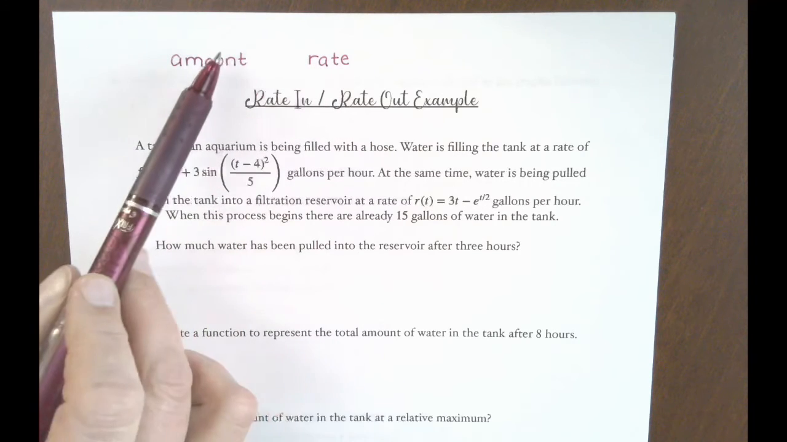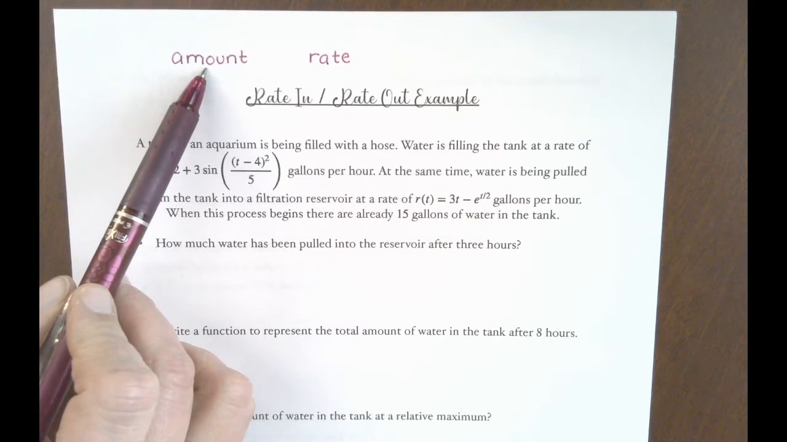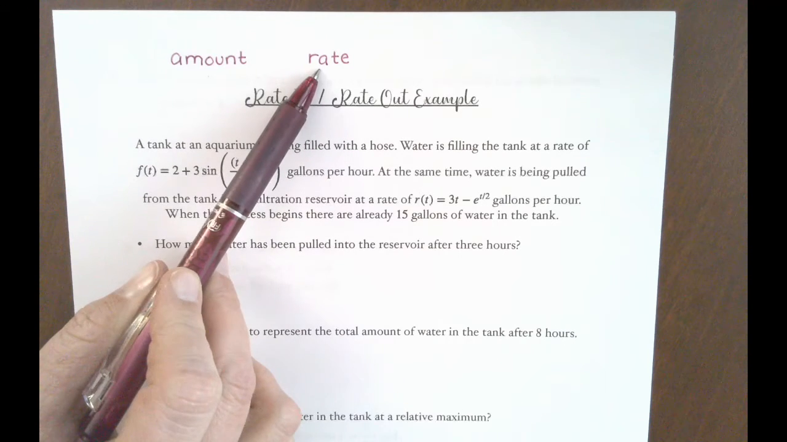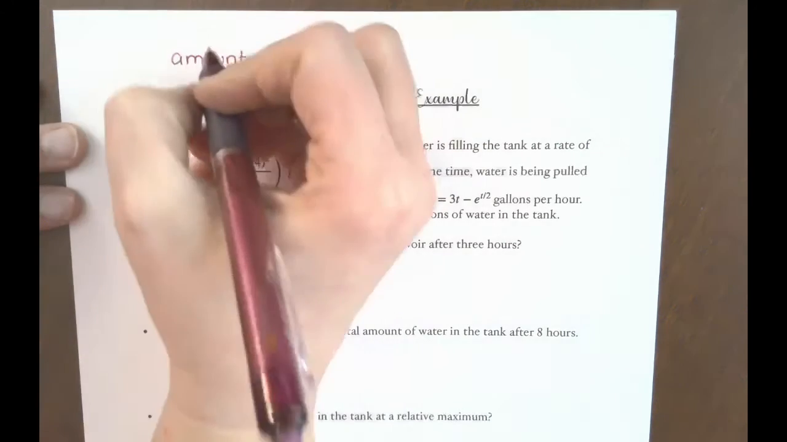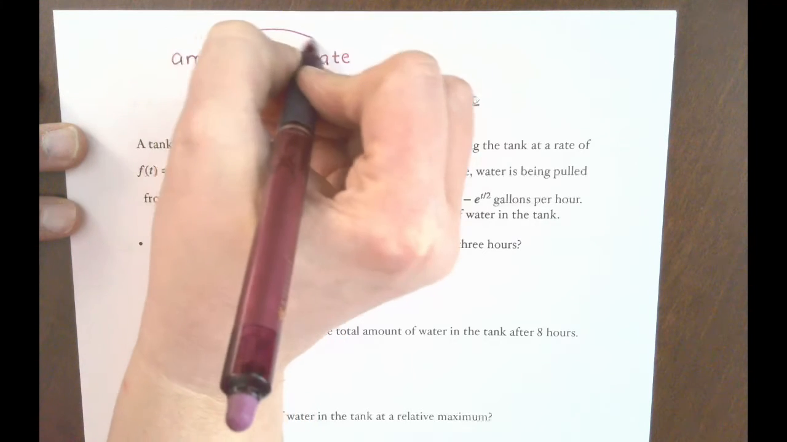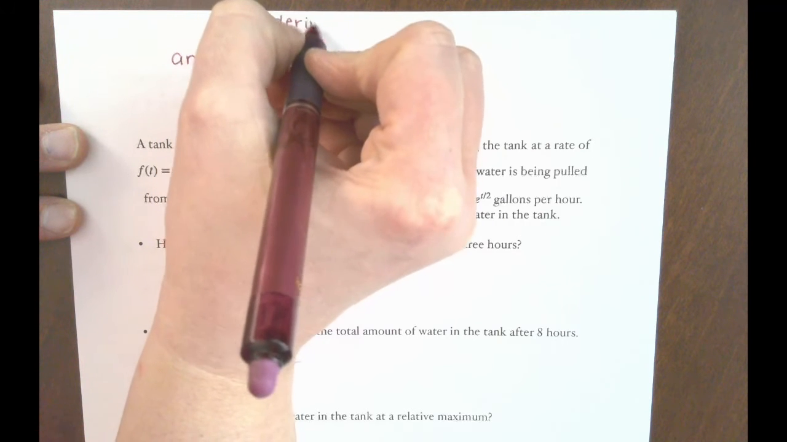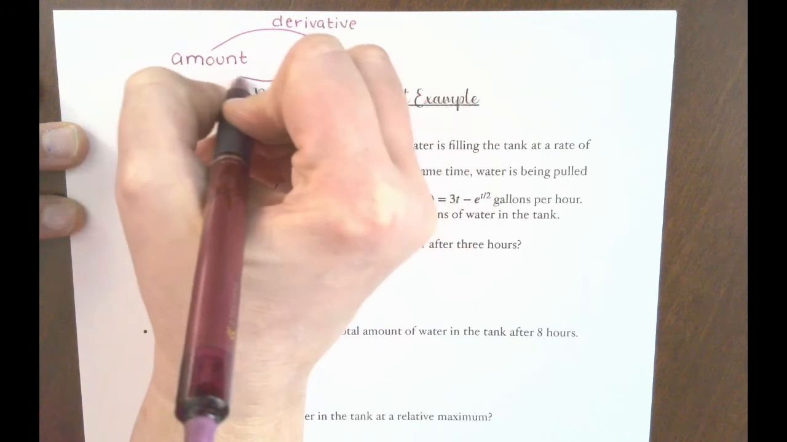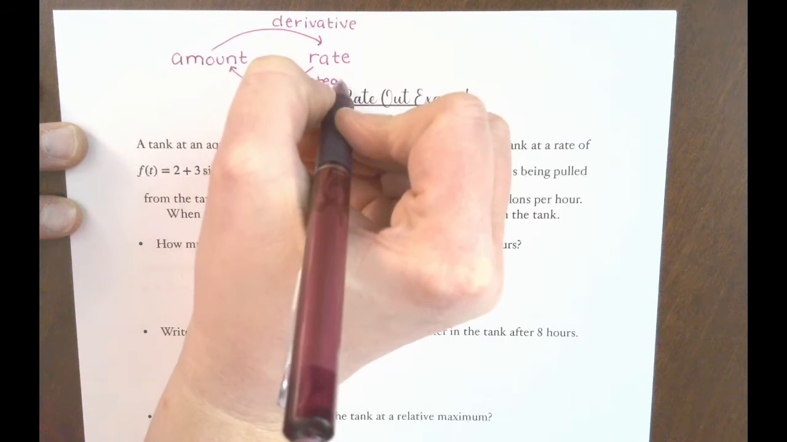If I'm talking about position, I can talk about distance, which is miles or feet or whatever, or I can talk about how fast you're moving, like a rate of change, a velocity of some kind. And we're going to be moving back and forth between these two things. Remember that the way we get to a rate from an amount is by taking a derivative, and the way we get from a rate back to an amount is with an integral or an antiderivative.